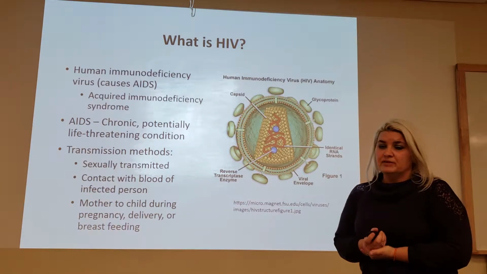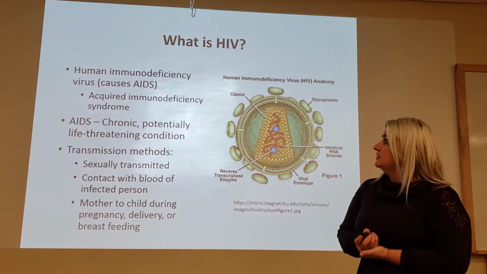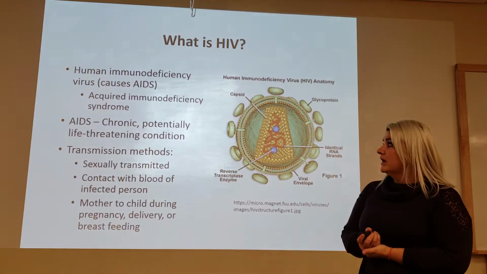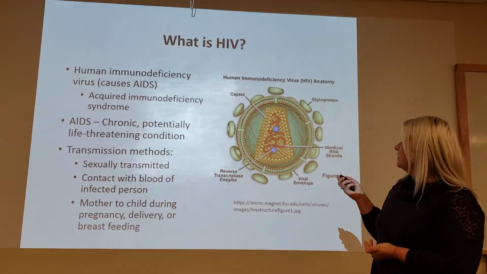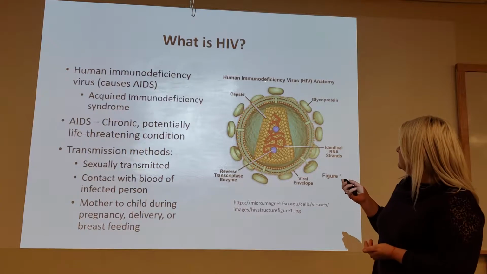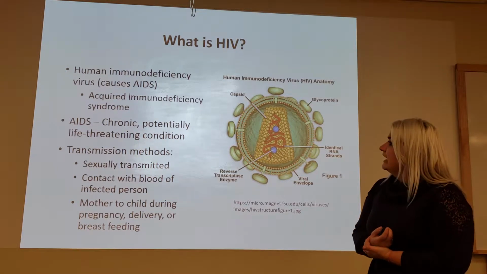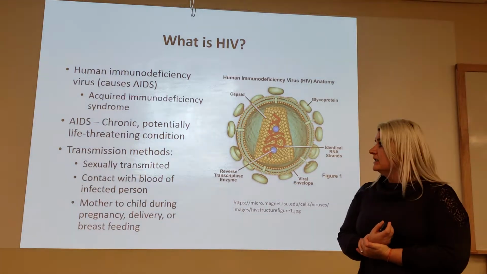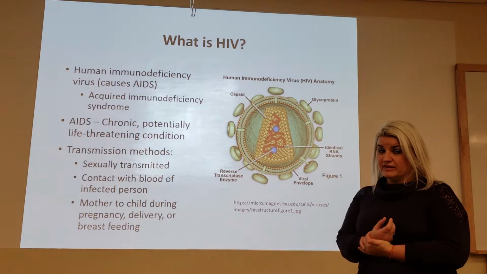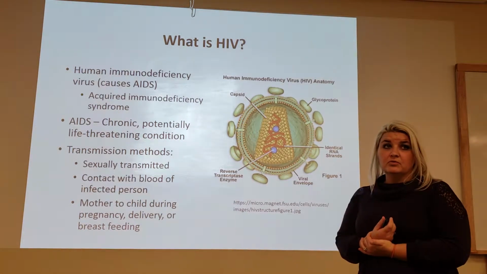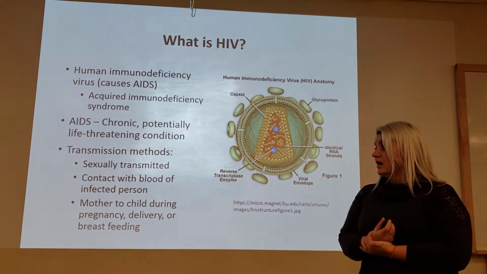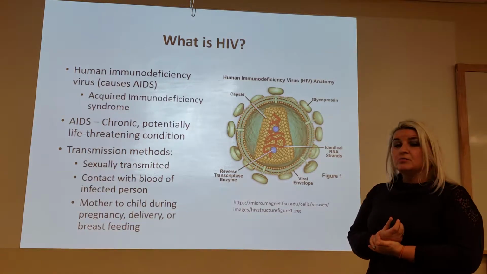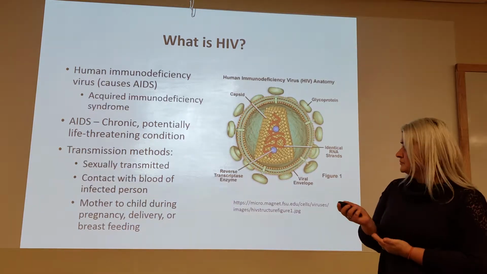So what is HIV? HIV is human immunodeficiency virus that causes AIDS. AIDS acronym stands for Acquired Immunodeficiency Syndrome. This figure right here indicates the AIDS virus. And AIDS is a chronic, potentially life-threatening condition, and it is transmitted through various methods. It's transmitted through sexually transmitted disease, contact of the blood with an infected person, or from a mother to a child during childbirth, pregnancy, or even breastfeeding.